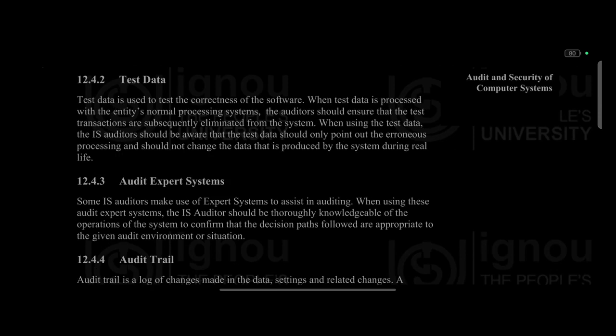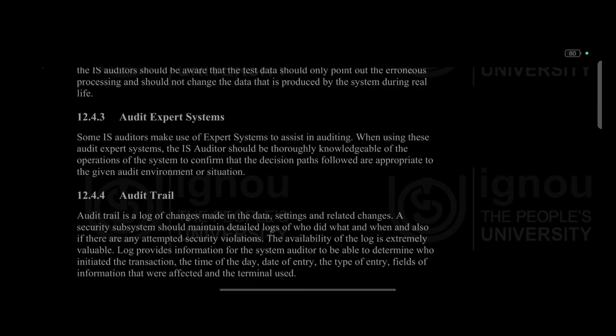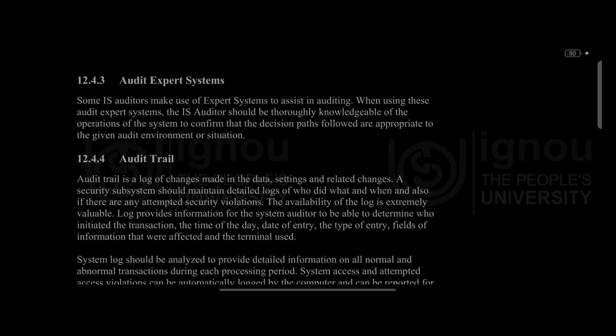Test data. Test data is used to test the correctness of the software. When test data is processed with the entries in normal processing systems, the auditors should ensure that the test transactions are subsequently eliminated from the system. When using test data, the IS auditors should be aware that the test data should only point out the erroneous processing and should not change the data that is produced by the system during real life.